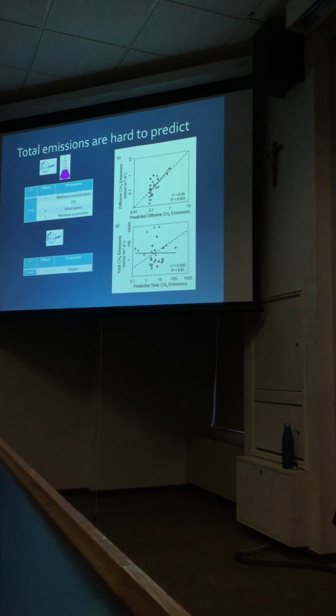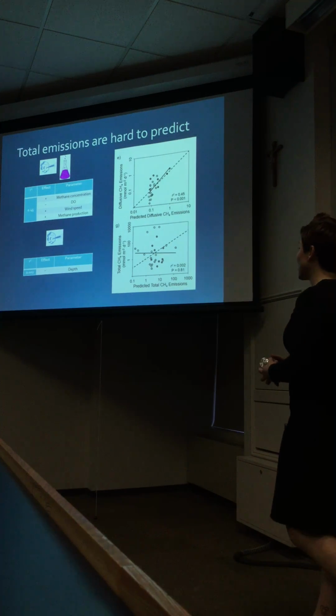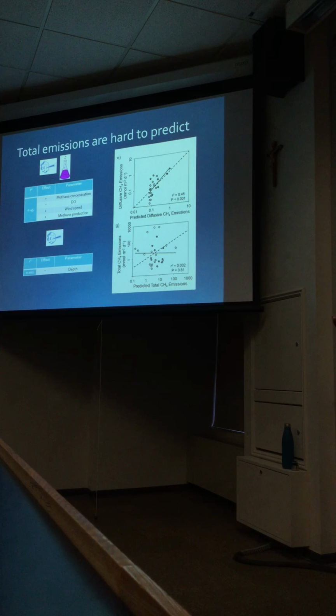But here's where things get really tough, is when we start to talk about the total emissions. And remember, that's all those emissions coming from diffusion, as well as our bubbling and our plants. And we actually were able to predict less than 1% of the variation. And that might have to do with the physics and how important the physics are in this process. Especially when you think about bubbling, which has sort of a chance-like nature anyways, and so it's just really hard to explain when and where that's occurring.